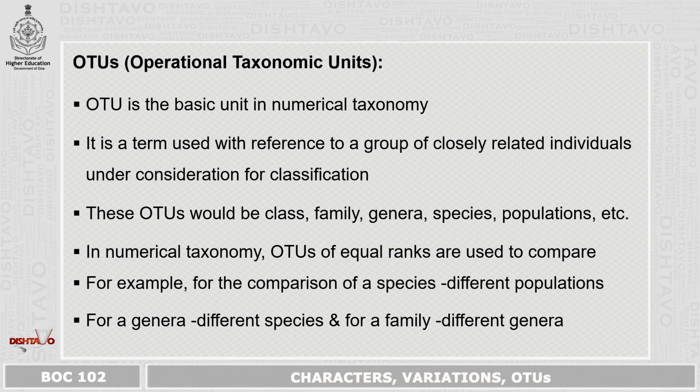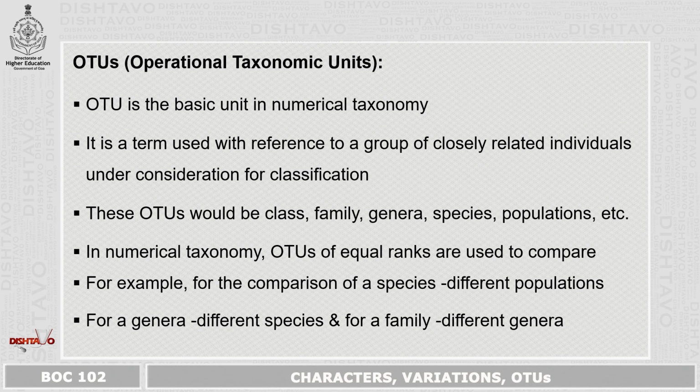Now come to OTUs. OTUs are nothing but operational taxonomic units. An operational taxonomic unit is the basic unit in numerical taxonomy. It is a term used with reference to a group of closely related individuals under consideration for classification. These OTUs could be class, family, genera, species, population, etc.